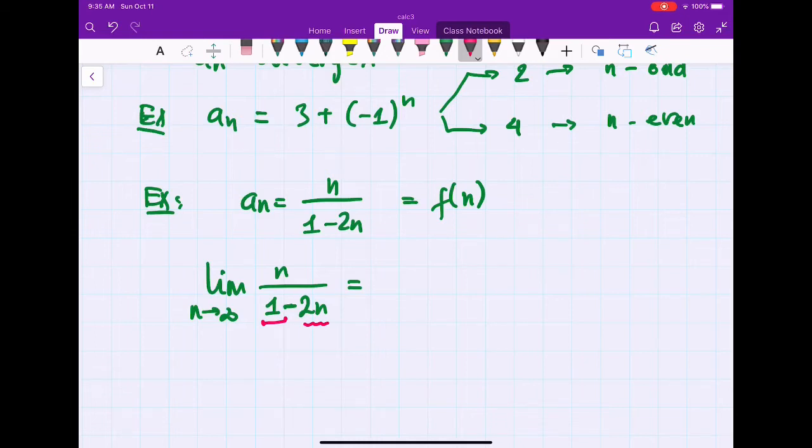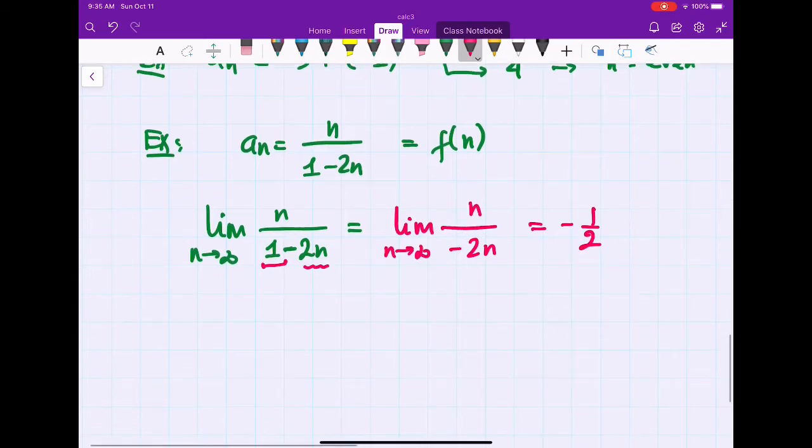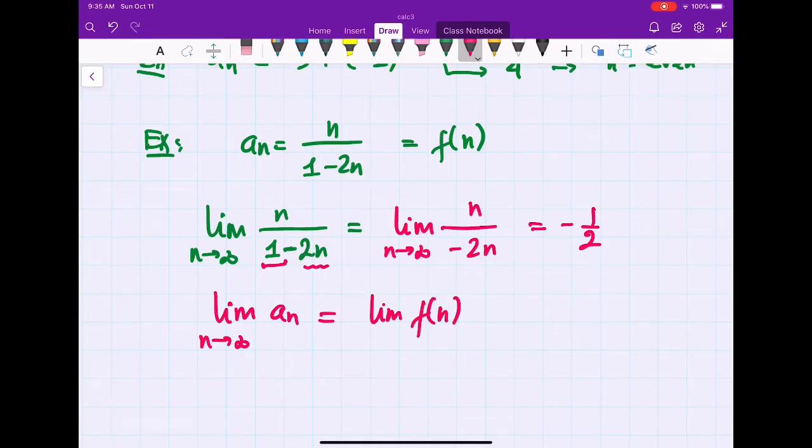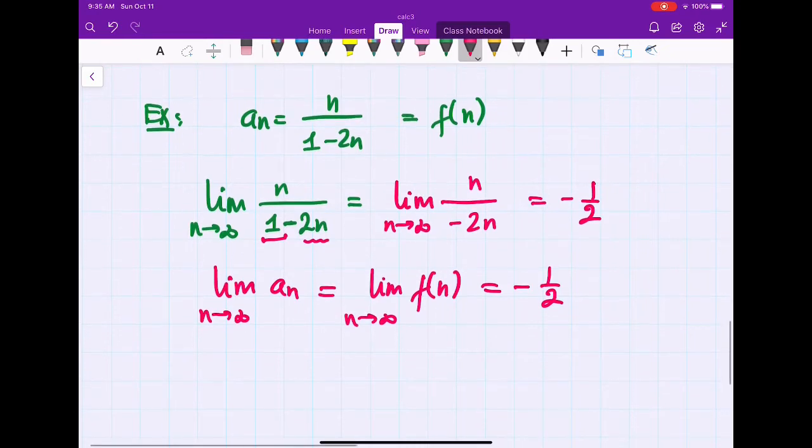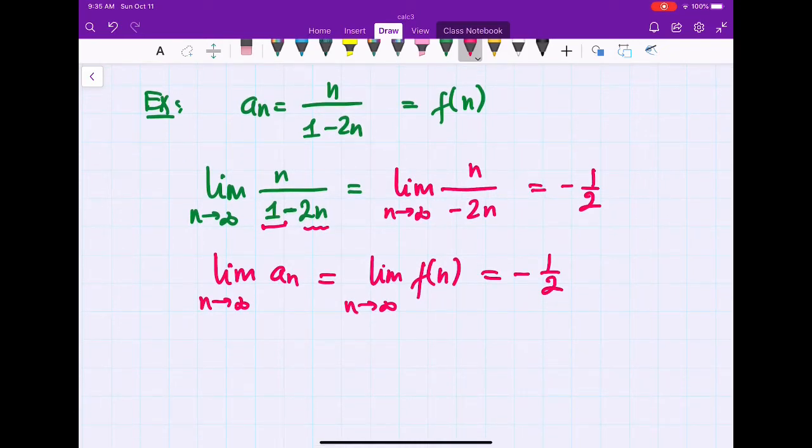So you may write in this case the limit is equal to n over negative 2n, and n approaches infinity, which is negative 1 over 2. So in this case you write limit of a_n when n approaches infinity equals limit of f of n when n approaches infinity, and that is negative 1 over 2. Does that make sense? So see again, right? Very first topic of calculus 1. And then we need to use that right here. Limit at infinity. All right?